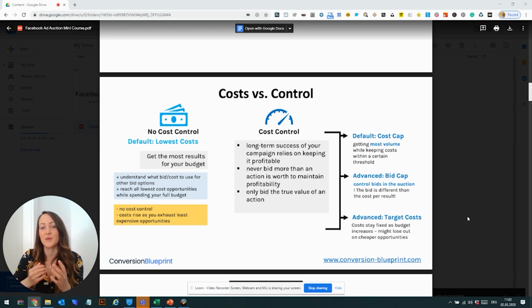And then we have the bid cap, and this is actually what we recommend. So here you can control the bids in the auction. And this is very important for you to distinguish the cost cap and the bid cap. So the bid is different than the cost per result that you get. So that you're bidding something does not mean that this will be your cost per result.